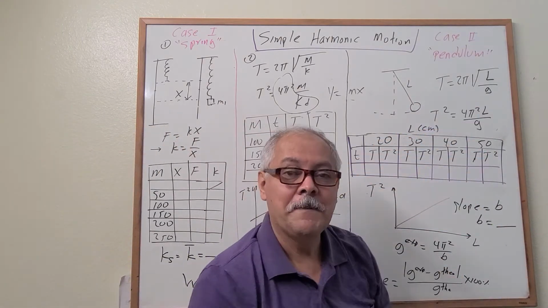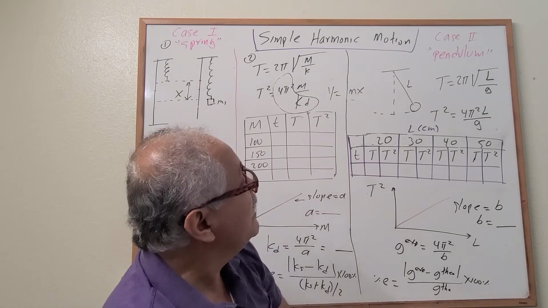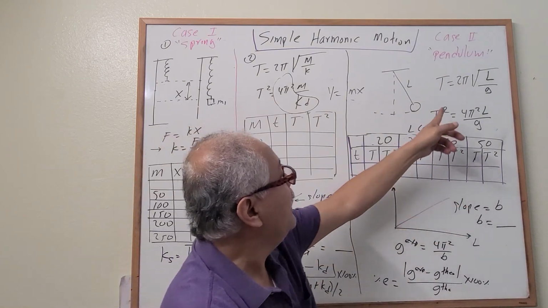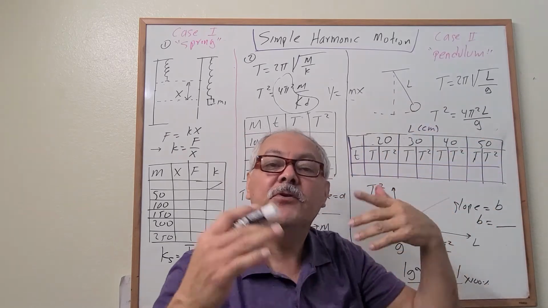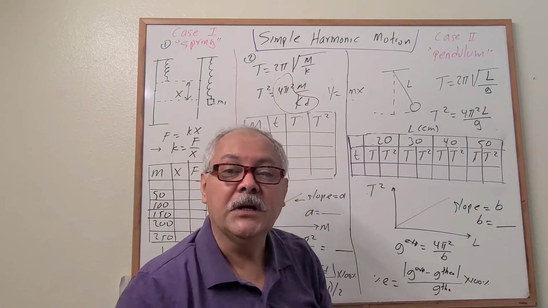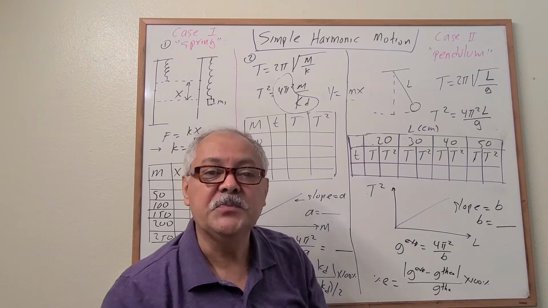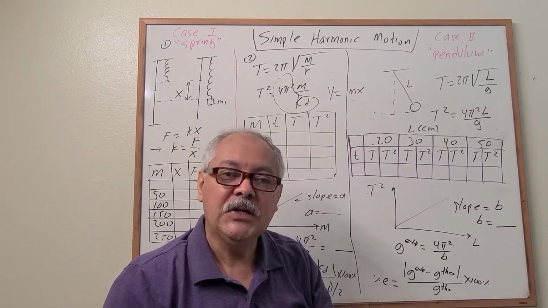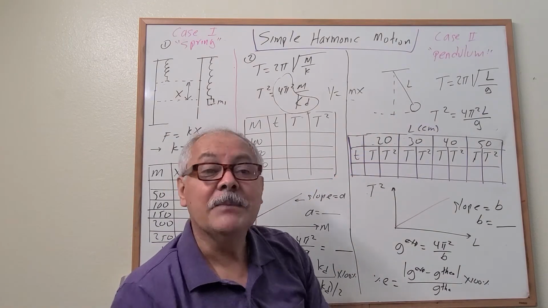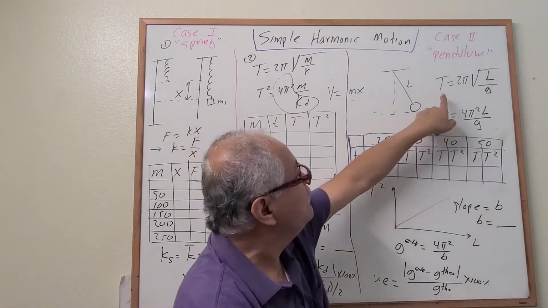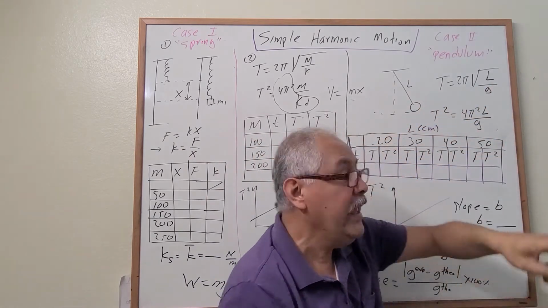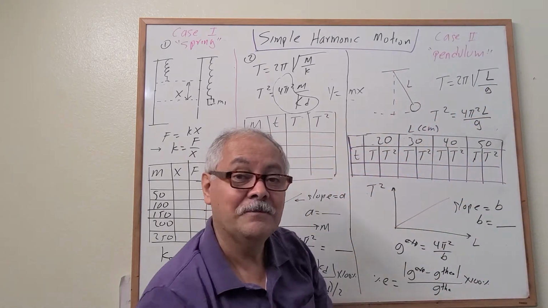Using the pendulum, in this case we're looking for g theoretical, which is, as you know, 9.80 meters per second squared. Let's see how we can calculate it this way. We know that the period for a pendulum is equal to 2 pi square root of L over g, where L is the length of the pendulum.